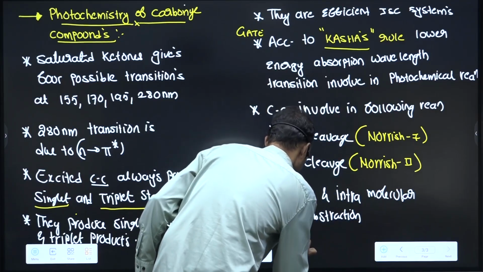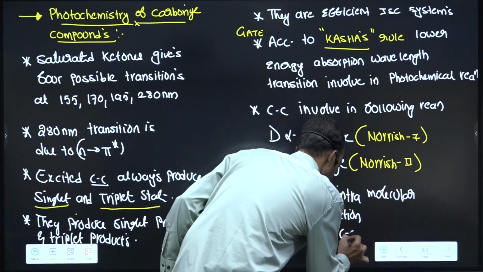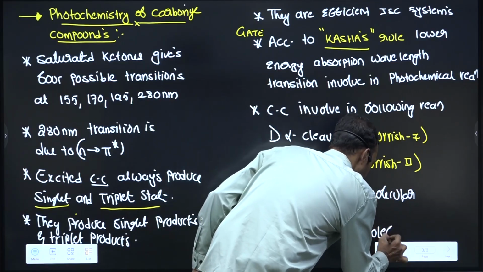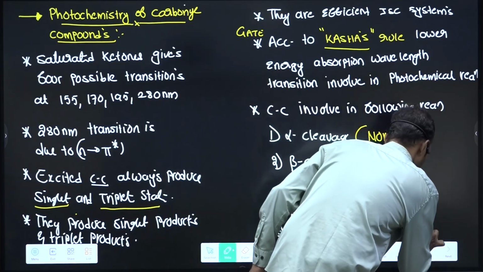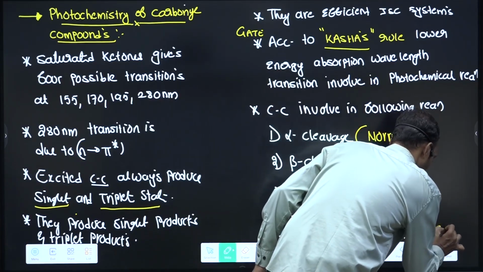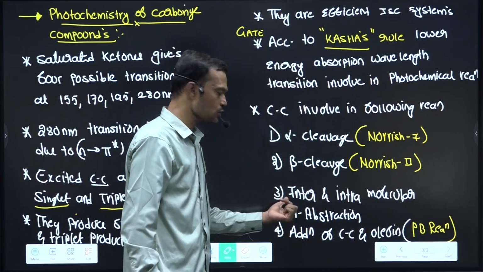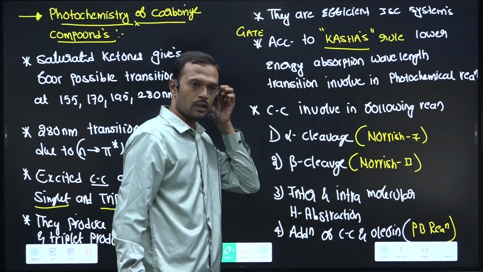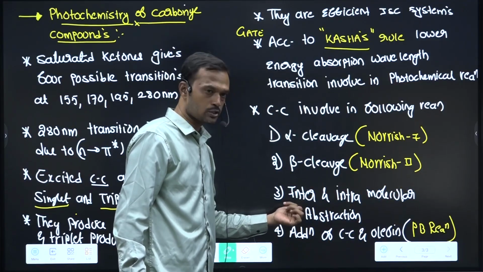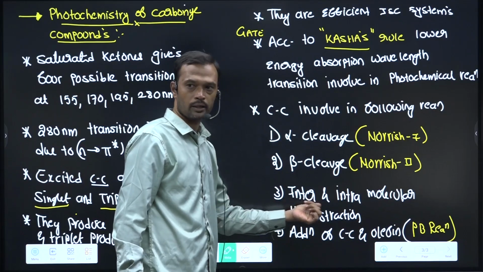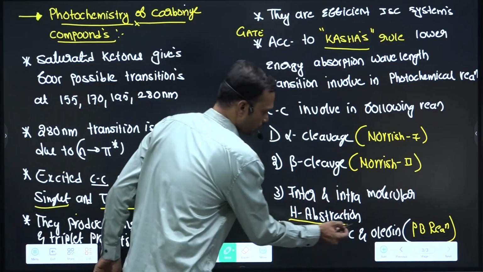Then this is addition of a carbonyl compound and an olefin. This is the PB reaction, the Paterno-Buchi reaction. Only 3 top reactions are there. The others are also important, but in interconversion these are important: Norrish 1, Norrish 2, Paterno-Buchi reaction. One more is photoreduction. Intramolecular and intermolecular hydrogen abstraction, this is called photoreduction.